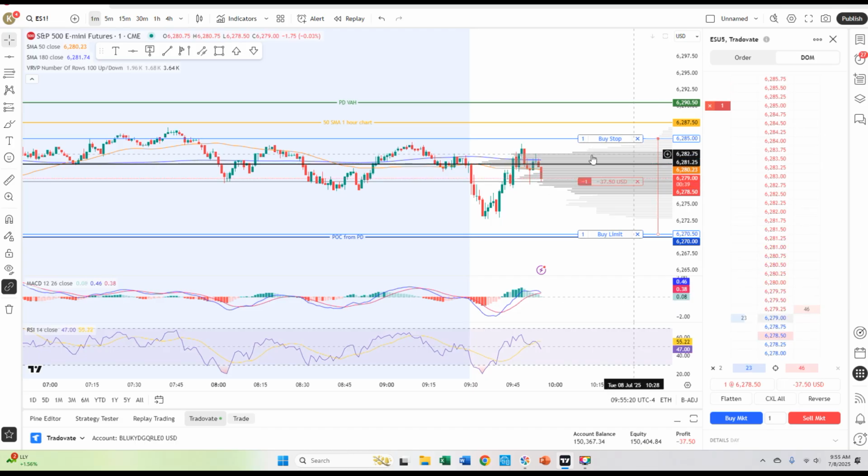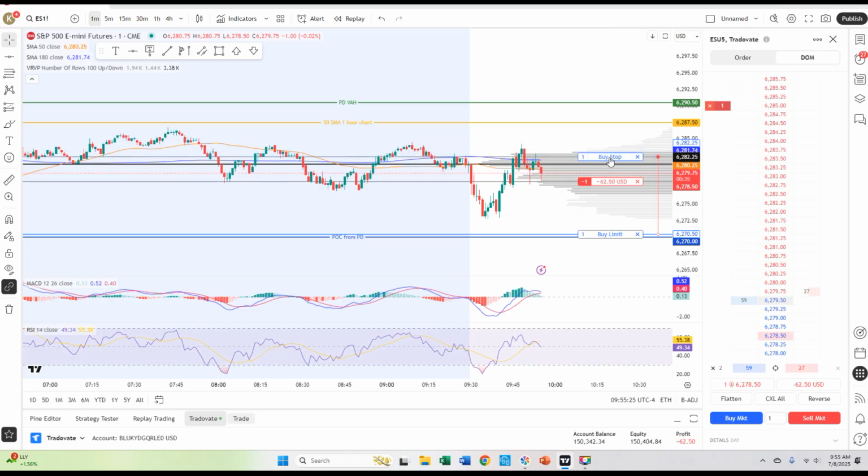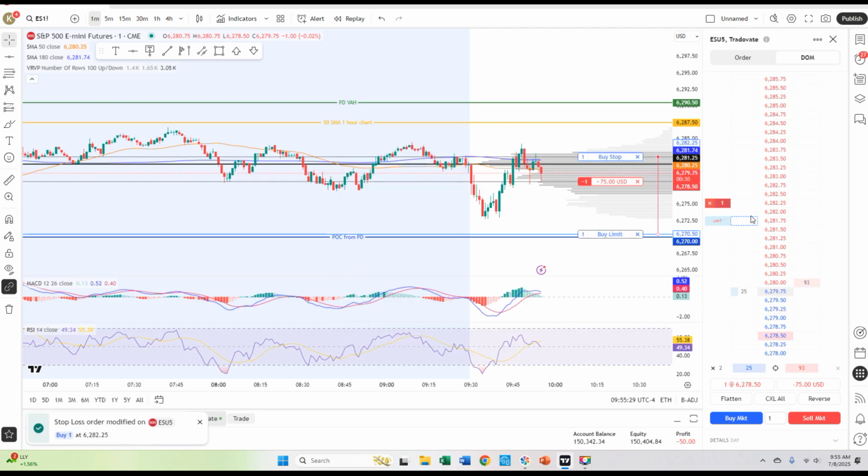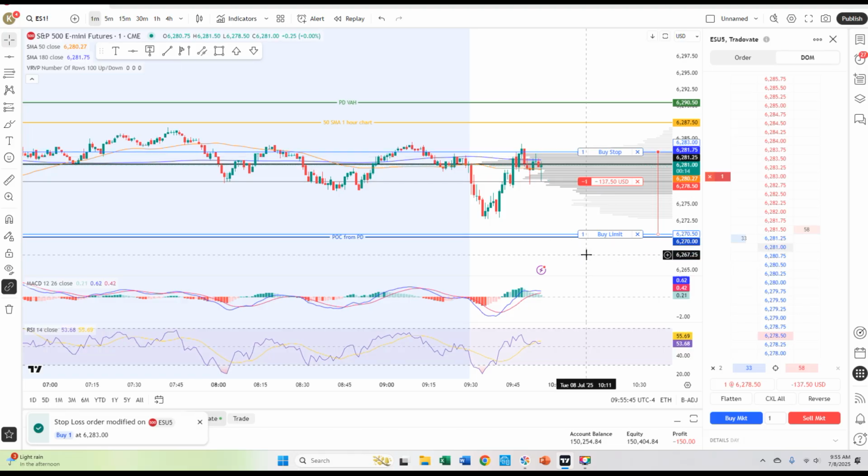All right, so thinking I'm going to go ahead and lower this down. Just take a little bit of risk off the table because I'm not super happy with losing that much money. So I don't want to get stopped out now. I really do think it's going to be dropping.